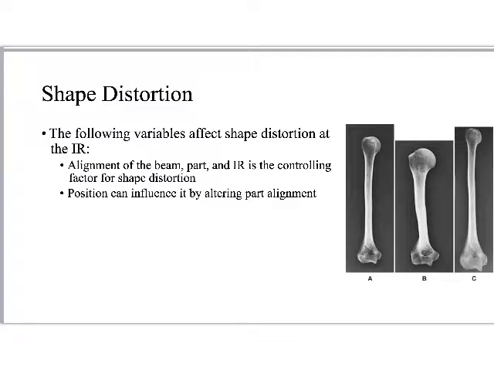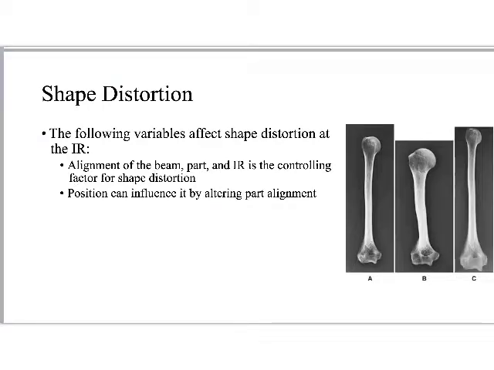So if we assume that image A is an image without any distortion on it, then image B is clearly what we would call foreshortened, and image C is elongated. And it's interesting to look at the elongated image in particular because it's clear that the distortion has also caused the humeral head to shrink, right, while the more distal part has increased in size.